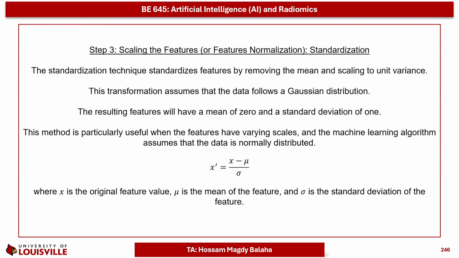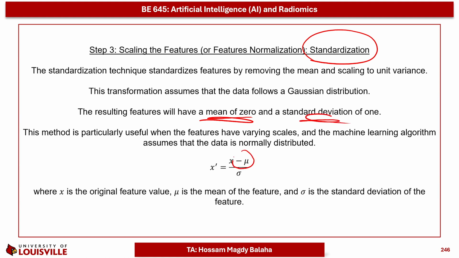There are different techniques for normalization. The first is called standardization. Standardization here is to apply standardization to the features by simply removing the mean and scaling to unit variance. This assumes the data follows a Gaussian distribution, and the output scaled feature vector will have a mean of 0 and a standard deviation of 1. So how do we do that?